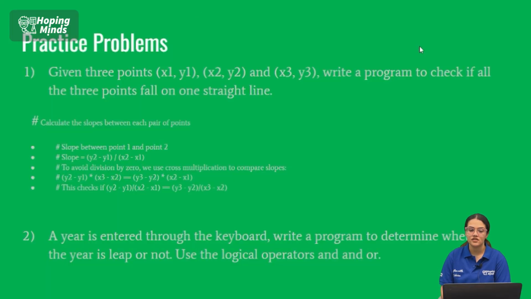Given 3 points, you need to write a program to check if all the 3 points fall on one straight line. Okay, so how do you do it? How do you check for the collinearity of these 3 points? You definitely have certain logic.